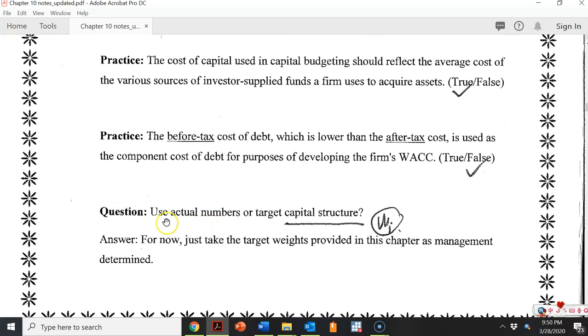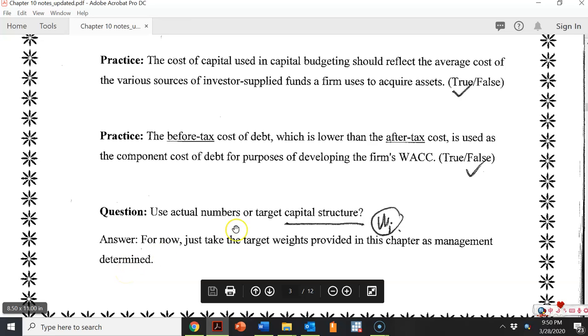Question: use actual numbers or target capital weight structure? For the three weights, for now, we are just taking the target weights provided in this chapter as management determined. We will be using the target weights, not the actual numbers.